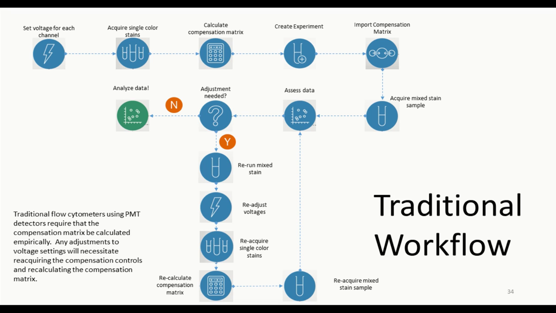So this is a traditional workflow. What we normally do is we prepare a series of tubes. Each tube is a single stained control that represents each color, each fluorochrome that you've got present in your panel. And you find a good setting for each one of those single stained tubes. Then you acquire each one of those at the settings that you determined. The compensation matrix is then calculated. The matrix is then imported into an experiment, and then you'll acquire your mixed stain sample using the settings that you had determined for that compensation matrix.